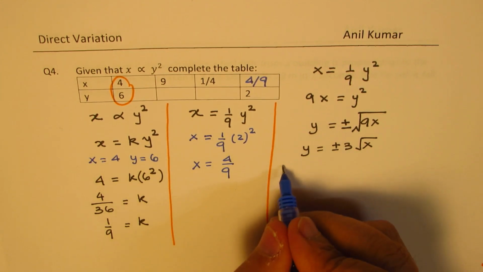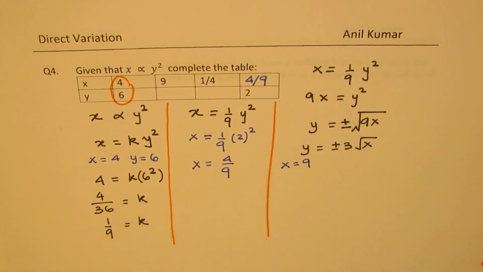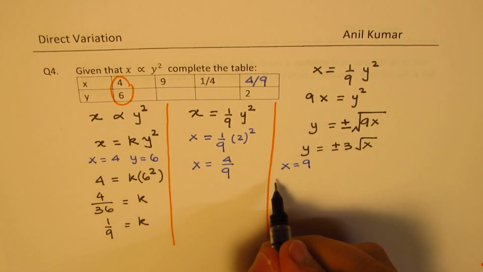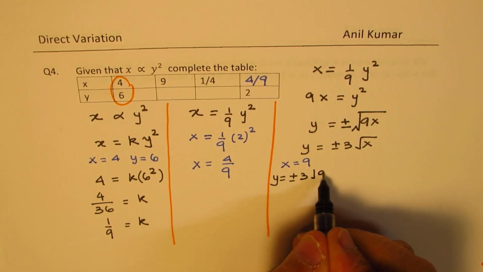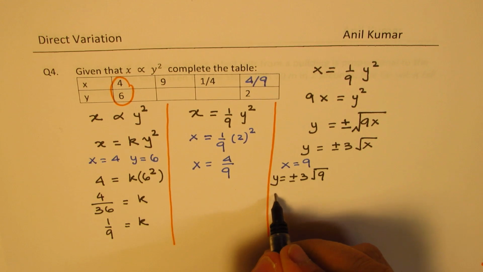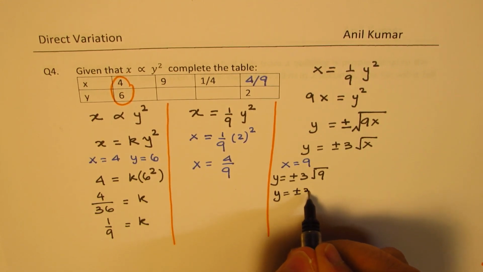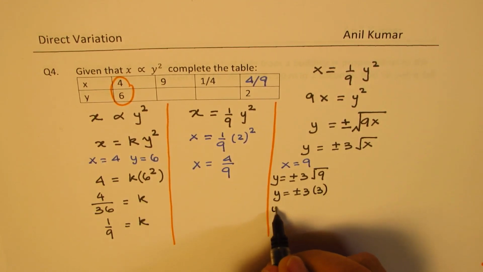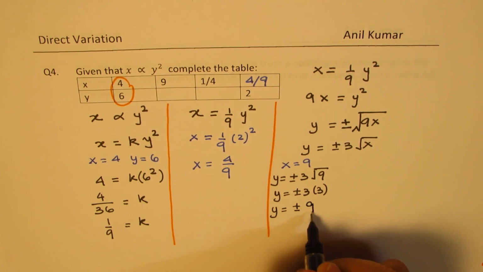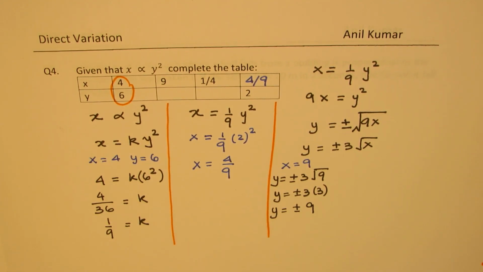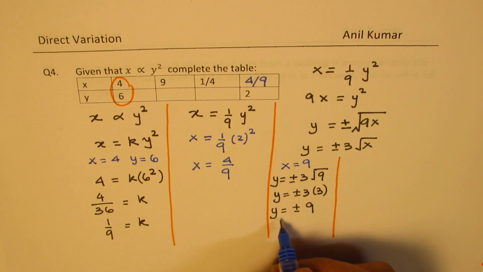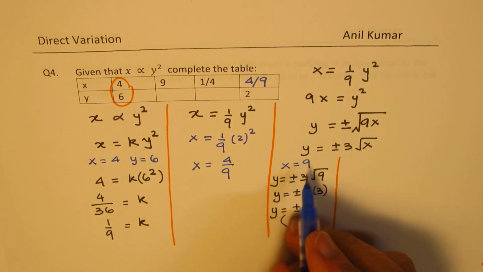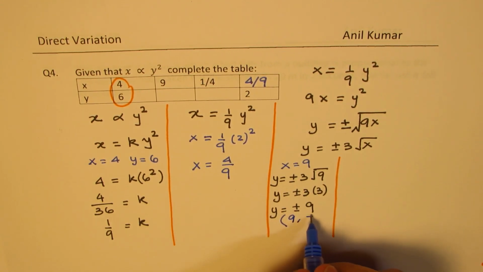So if x is equal to 9, we can say that y is equal to plus minus 3 square root of 9, which is 3. So we get y equals plus minus 3 times 3, or y is equal to plus minus 9. So we have two values for x equals 9, right? You can write this as a coordinate point. So for x equals 9, we have y as plus minus 9.